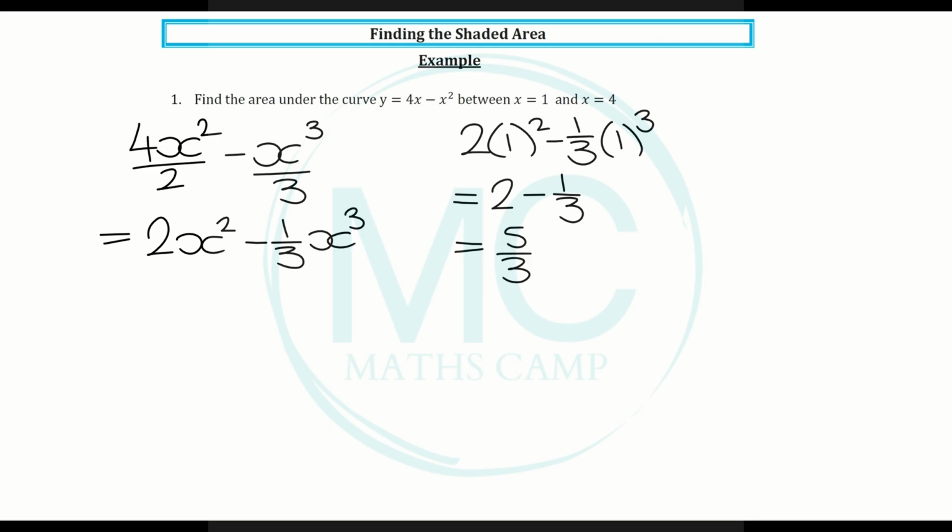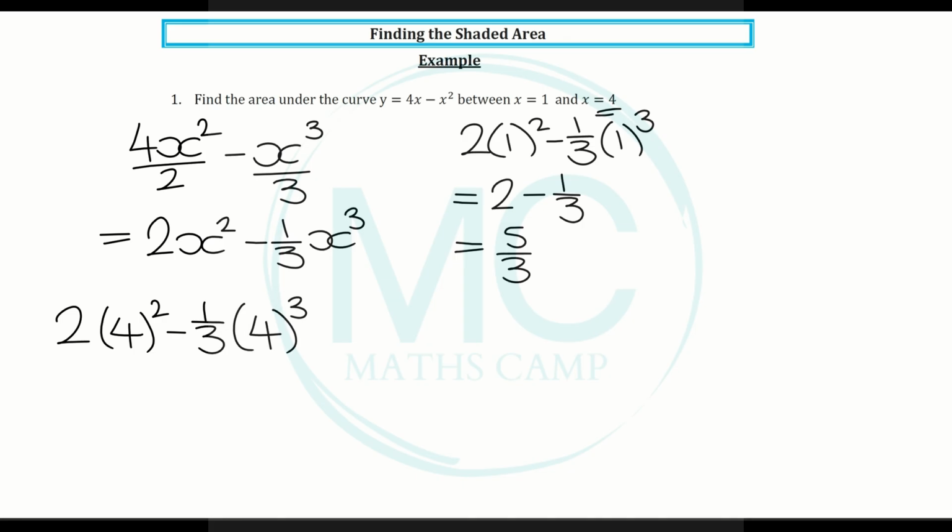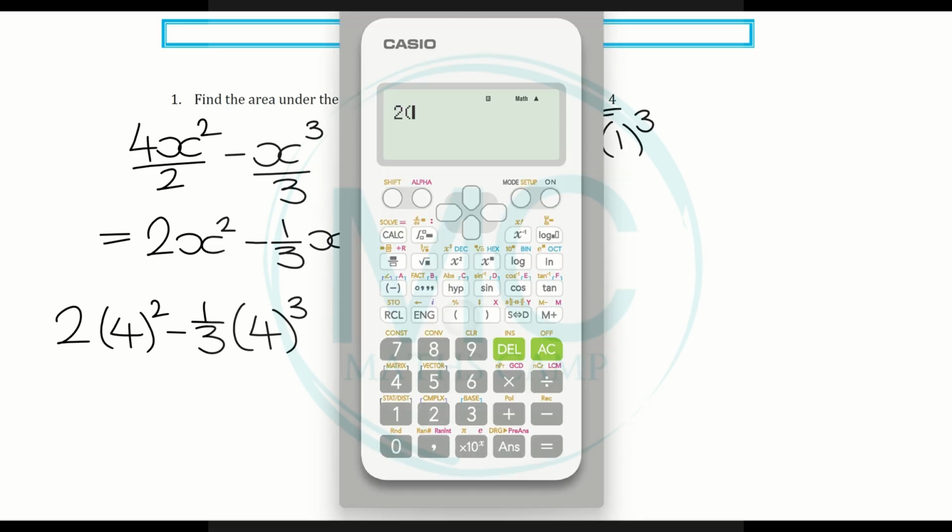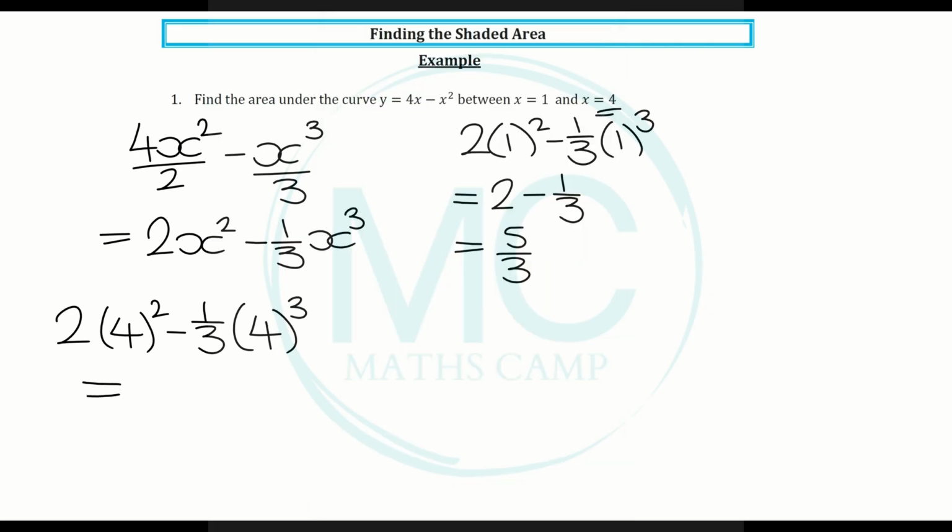Now we need to substitute 4 into our x values. I'm going to write this down here. We're going to have 2 multiplied by 4 squared minus 1 over 3 multiplied by 4 cubed. Take your calculator. 2 multiplied by 4 squared minus 1 over 3 multiplied by 4 cubed is equal to 32 over 3. Let's make a note of this over here.